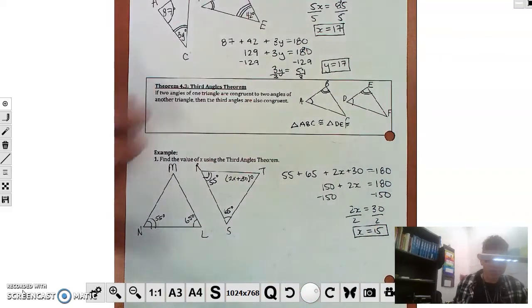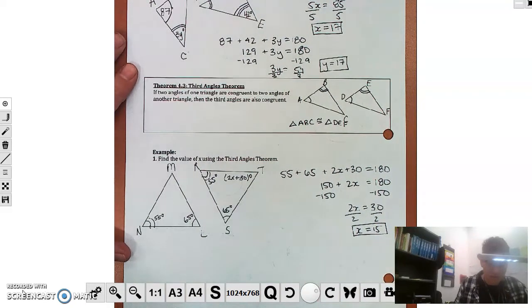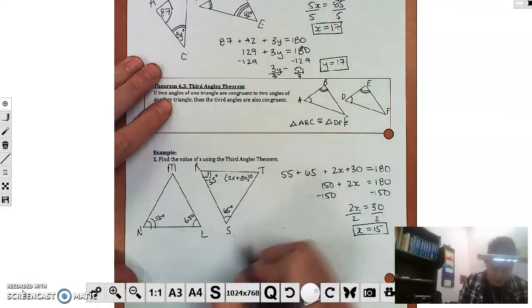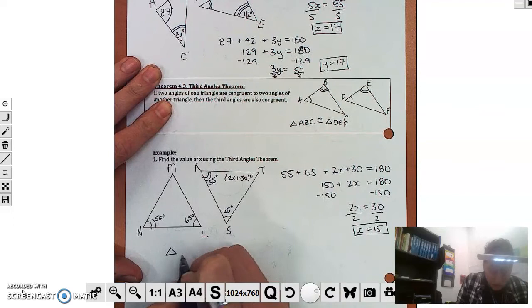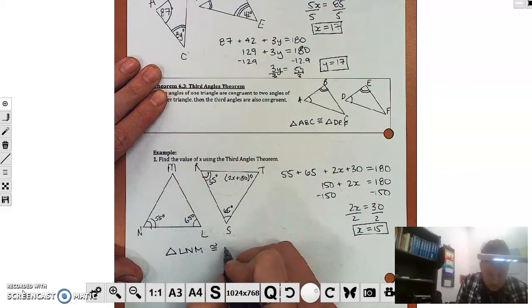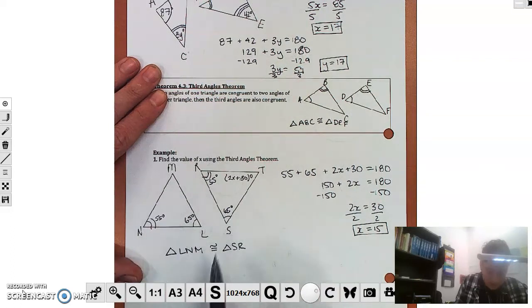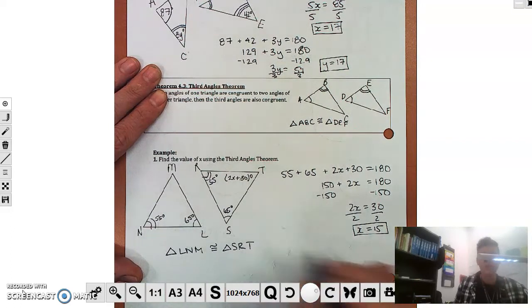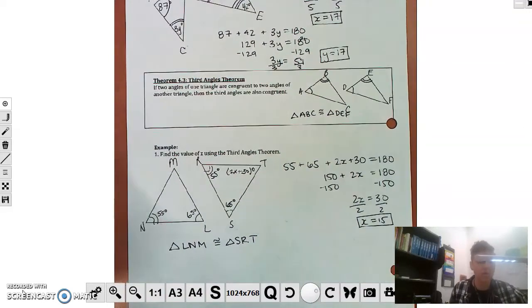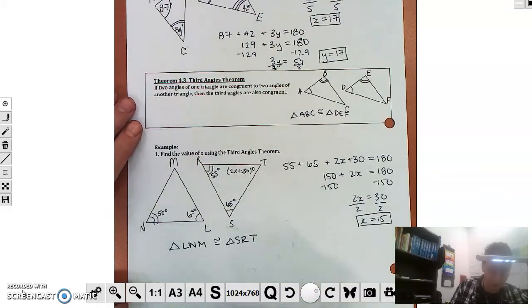Cool. Because we got some extra time, let's write a congruence statement about this triangle and then say all the parts of this triangle that are congruent to each other. So we've got triangle, doesn't matter again which order we go in. Let's do LNM is congruent to, well, who was L congruent to? S. Who was N congruent to? R. So M must be congruent to T. Now, again, let's write all the things that are congruent.